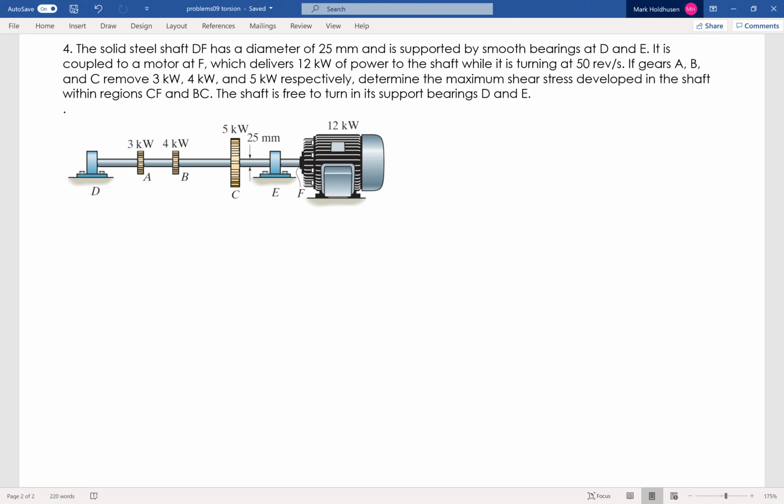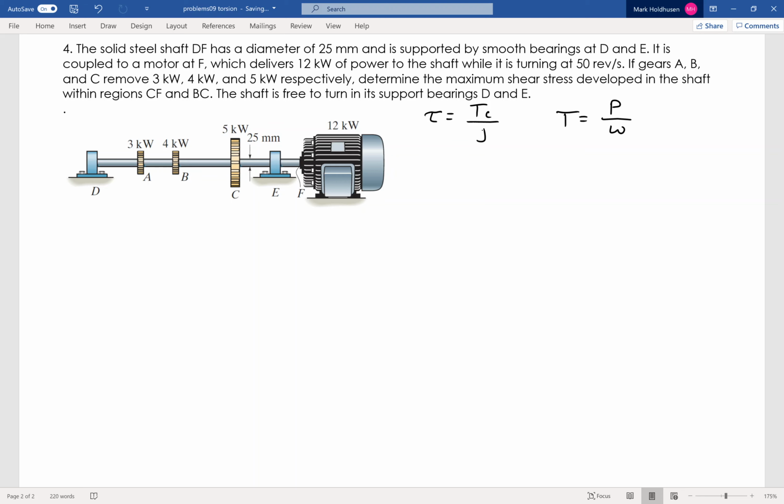So what I need to do, again, my equation is tau equals TC over J. So I need to find the torque in each segment. And again, to find that torque, I just use the power divided by the rotational speed.